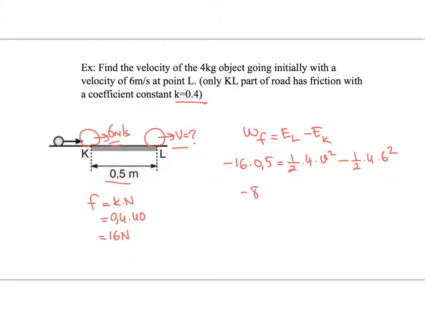So minus 8 is equal to 2v square minus 72. 2v square is equal to 64. V square is equal to 32, so V is equal to 4 square root 2 meter per second.